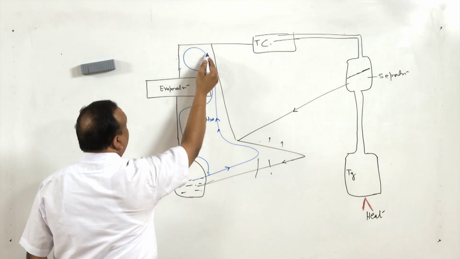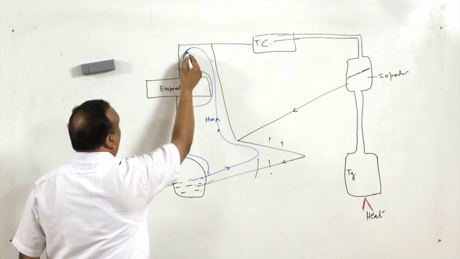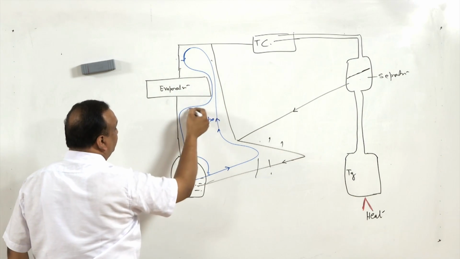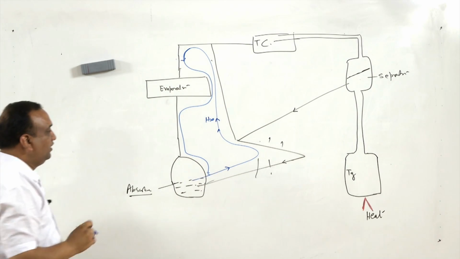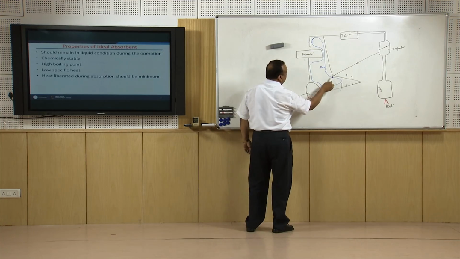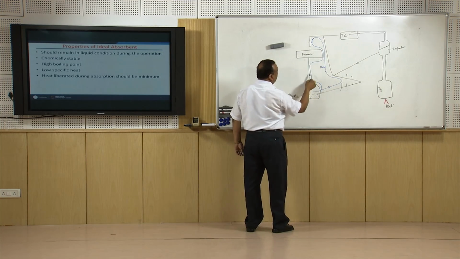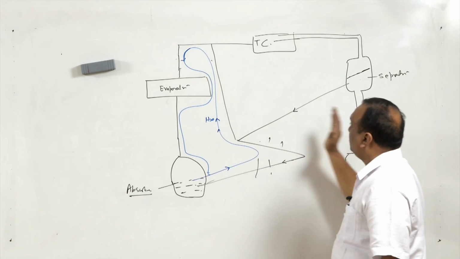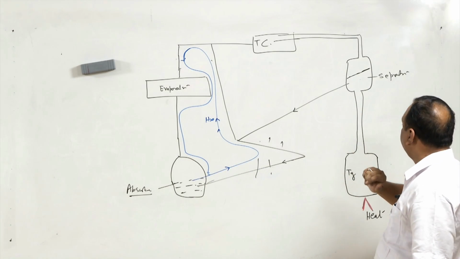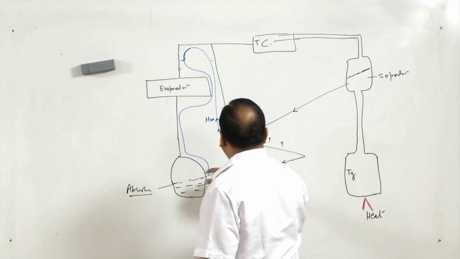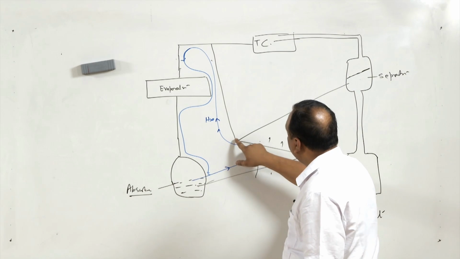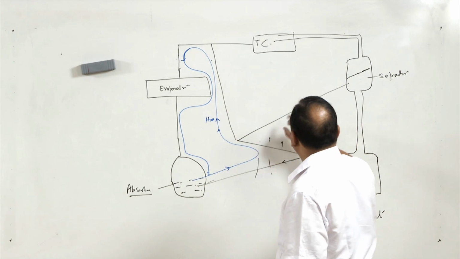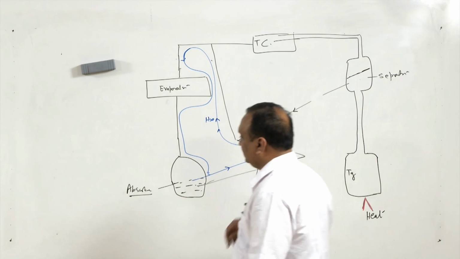It goes here, and in order to maintain the pressure in the system, it drains back to the absorber. So, this is the circuit for hydrogen in the vapor absorption system, and we have to maintain high pressure and low pressure side. The difference is very less, but here in order to avoid that hydrogen escapes in this direction, a vapor lock is provided.